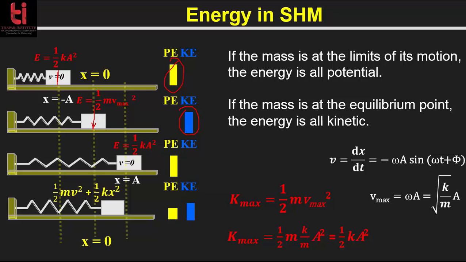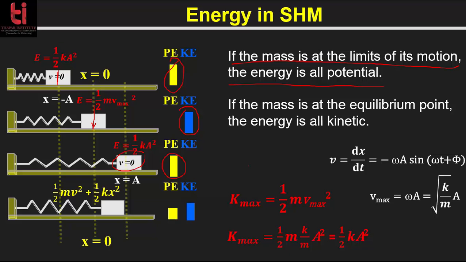Now when the spring is totally extended, that means again it's the limit of its motion, that is x is equal to A, and the velocity is again 0 here. So the kinetic energy is 0 here, and the potential energy is again maximum. So the energy contribution is totally potential. That means if the mass is at the limits of its motion, the energy is all potential.